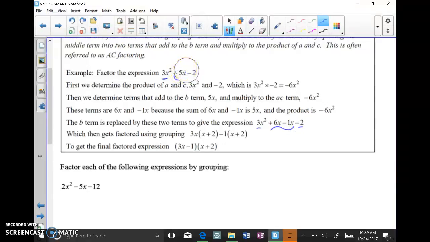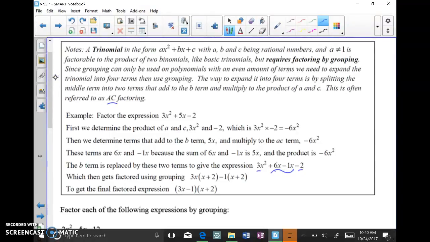Now, what 2 terms did it get expanded to? Well, the 5x here got expanded to a positive 6x and a negative 1x. Notice that if you were to combine these like terms, it would go back to a positive 5x. So we're looking for things that add to positive 5x, just like we were looking for things that add to that middle term in the basic trinomial, except we're not looking for things that multiply to negative 2 anymore. We're looking for things that multiply to AC. And that's why this is sometimes called AC factoring.